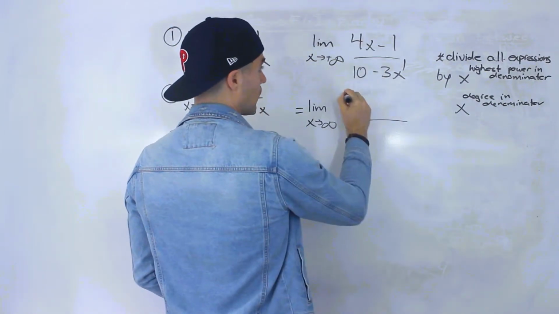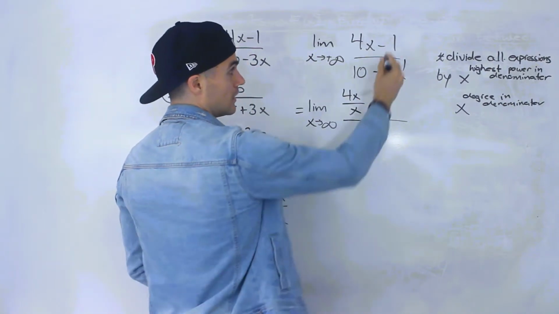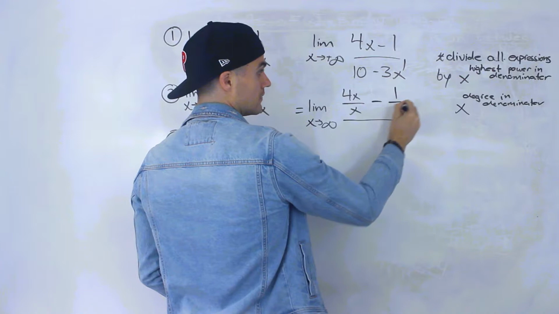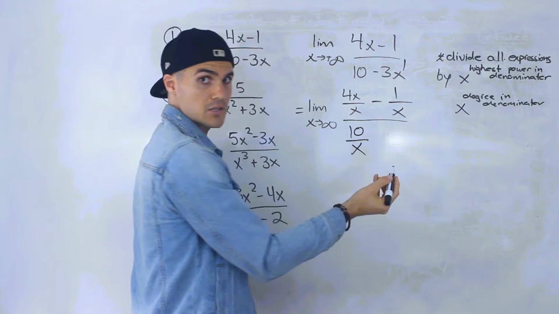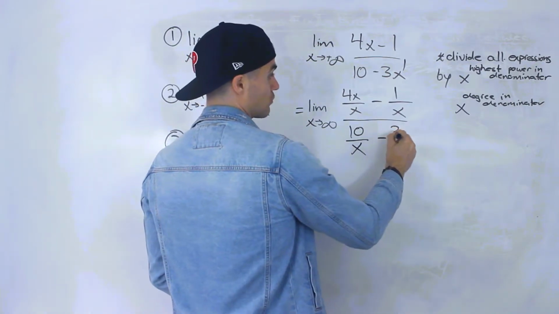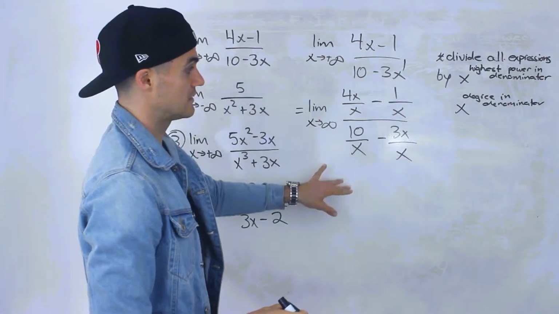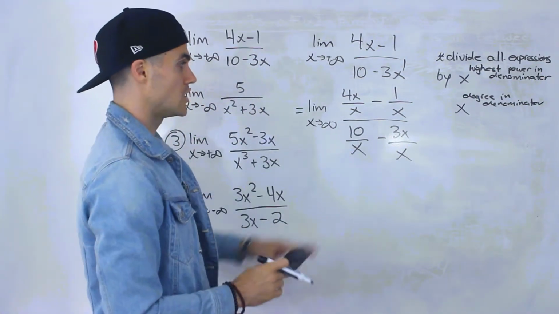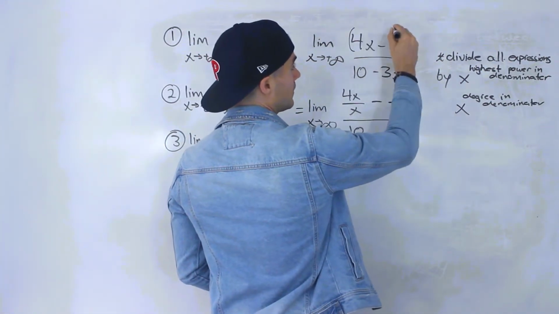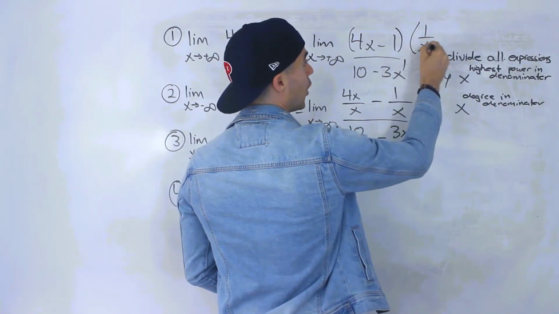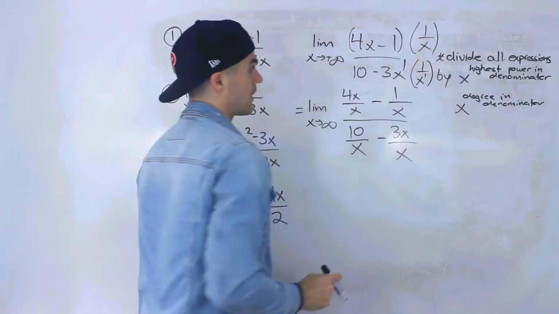So we would take this 4x divided by x to the power 1. We don't have to write the 1. We would take this 1 here divided by x to the power 1. We would take the 10 divided by x to the power 1. And then we would take the 3x and divide it by x to the power 1. We took all the expressions and divided them by x to the power 1. Another way to show this is we're taking this numerator and multiplying it by 1 over x to the power 1, and we're taking the denominator and multiplying it by 1 over x to the power 1.